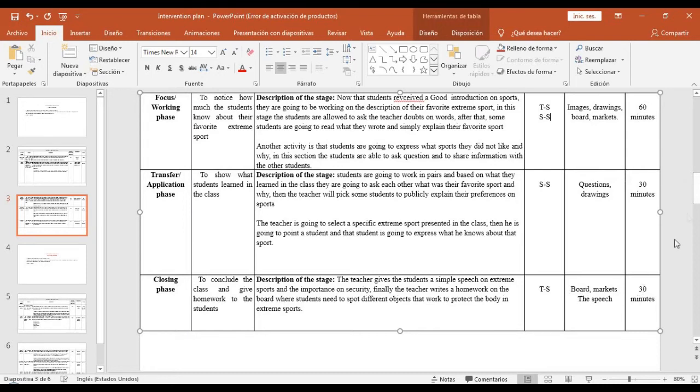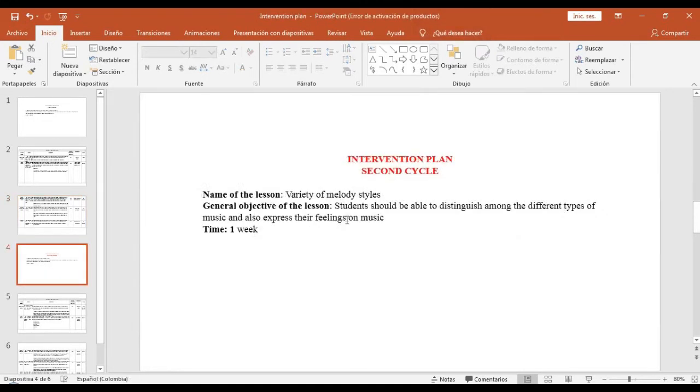The resources are board, markers, and the speech, and we're going to take 30 minutes for this because we want to end this in the same class. Now let's go on with the second cycle. The name of the lesson is Variety of Melody Styles.